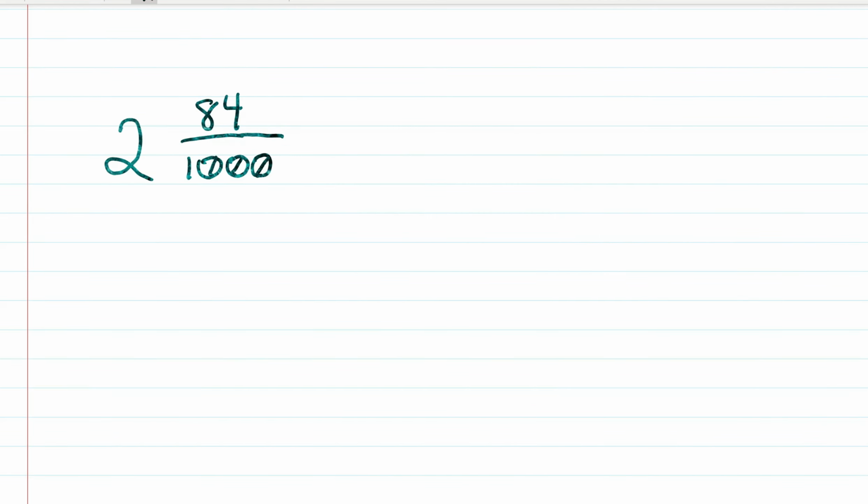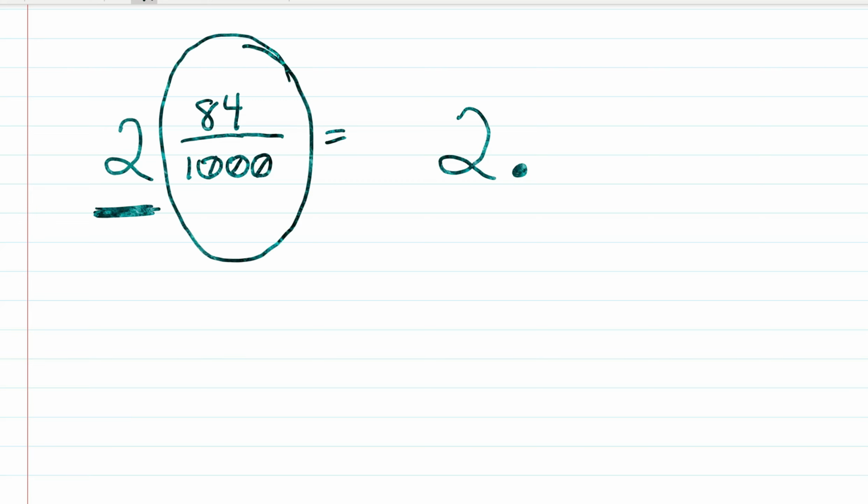Our next example says to rewrite this fraction, 2 and 84 1,000ths, as a decimal. So automatically we see the whole number. For a decimal, the whole number is always written to the left of the decimal point. So 2, and now we have 84 thousandths. 84 thousandths is the decimal.